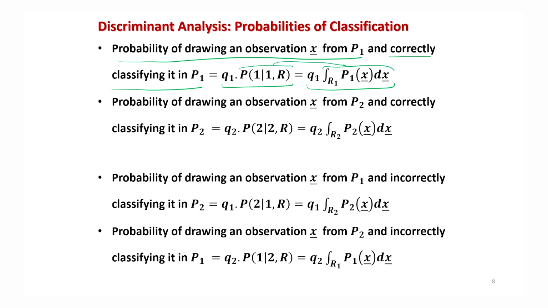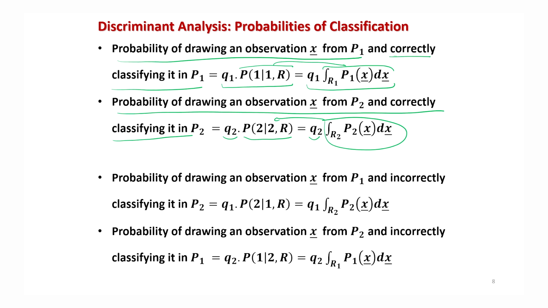And similarly, the probability of drawing an observation x from P2 and correctly classifying it into P2 is simply Q2 into P2 given 2 R, which is here Q2 into this quantity, P2 given 2 R, that I just showed you in the earlier slide.